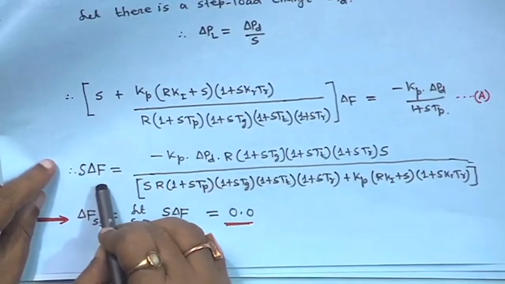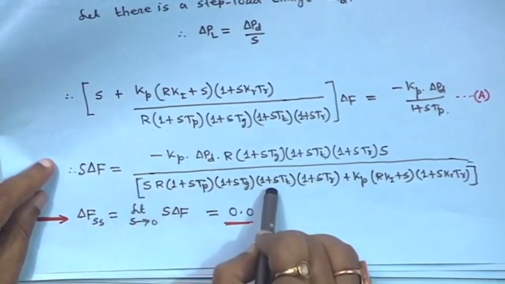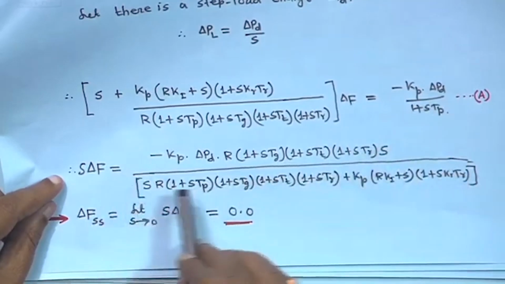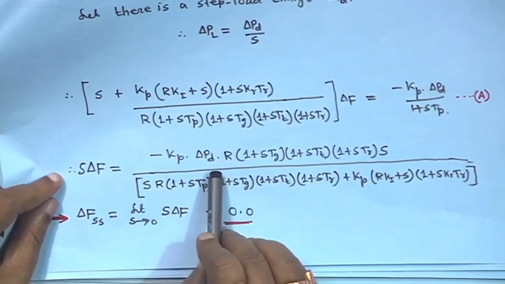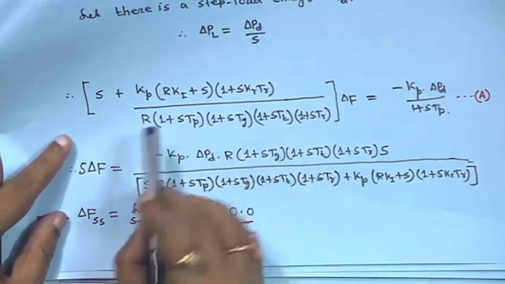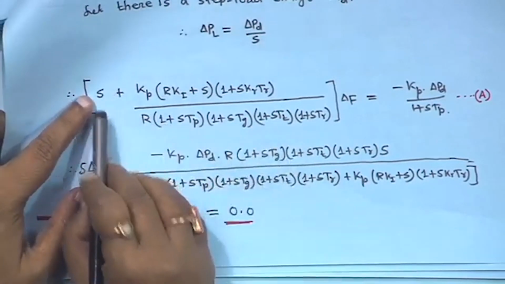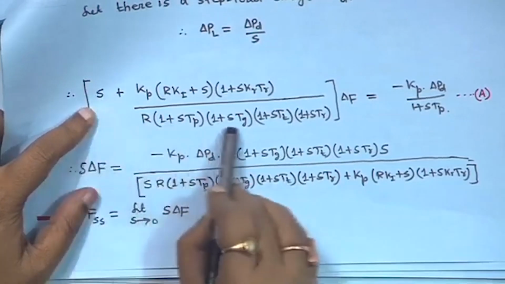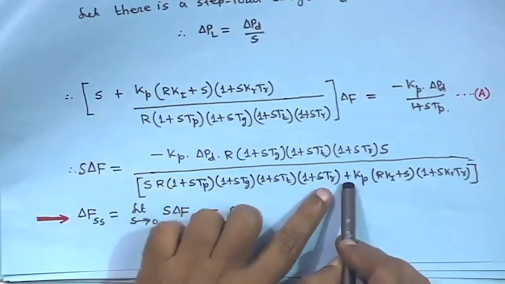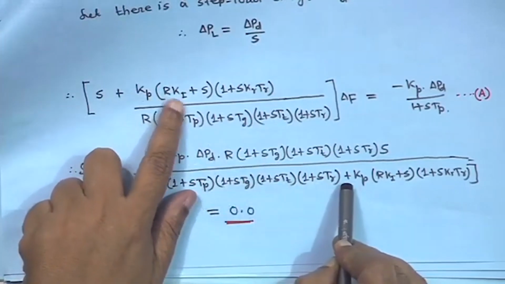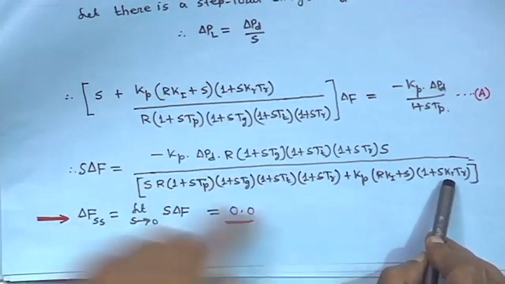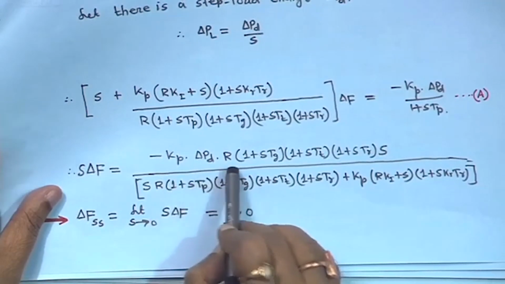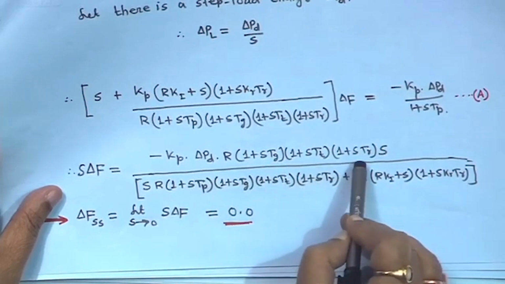That means s into delta F, you simplify this one, s into delta F is equal to whatever comes, right. So, it is equal to minus Kp, then delta PD into R, all these things. If you make it like this, look at the new denominator, it will be sR into all these things plus Kp into R Ki plus s into this term, right. And then minus Kp into delta PD into R, (1 plus sTg)(1 plus sTt)(1 plus sTr) into s.